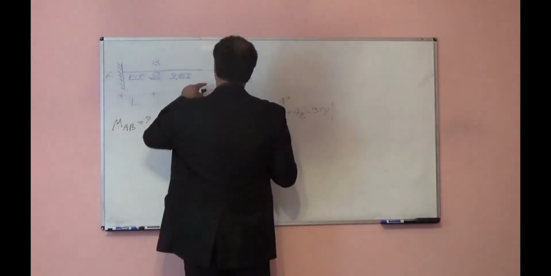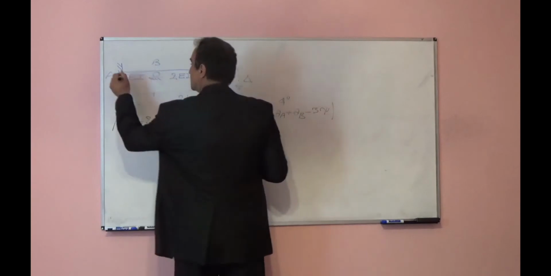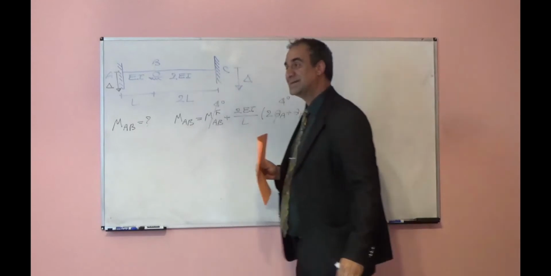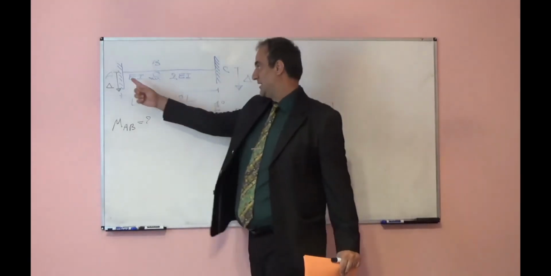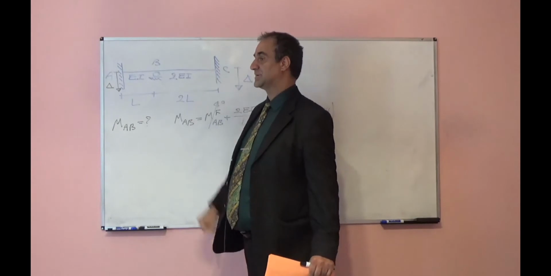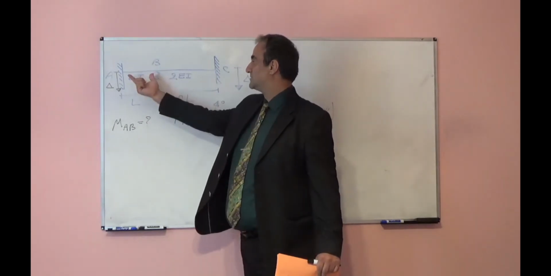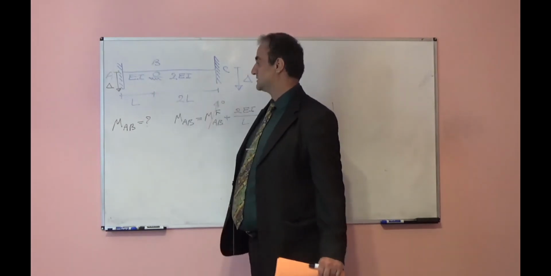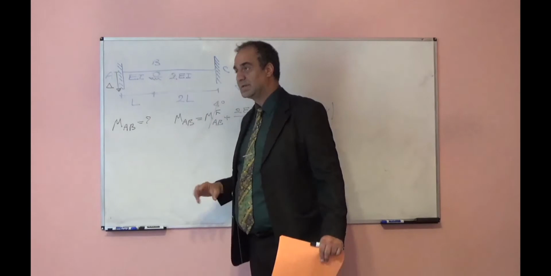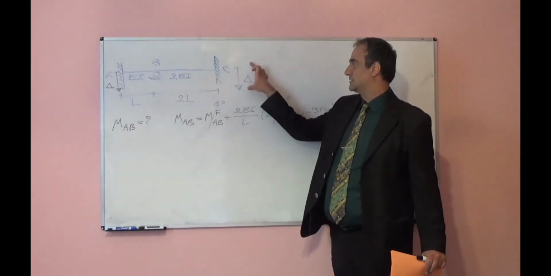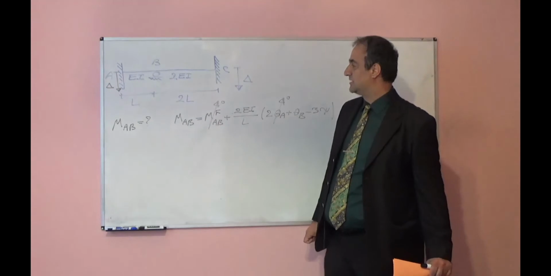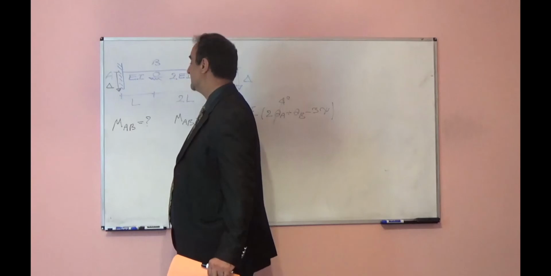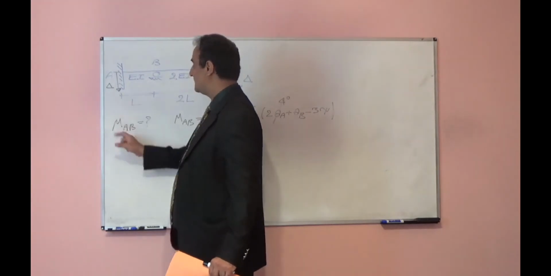In the problem statement we have settlement at support C and settlement at support A. Both of them are delta. So we have this beam. This beam is, you see, a continuous beam. We have two parts, span AB and BC. The AB part length is L, the BC part is 2L, with EI and 2EI. We have two settlements. Settlement at support C is equal to delta. Settlement at support A again is equal to delta. We want to find M_AB.